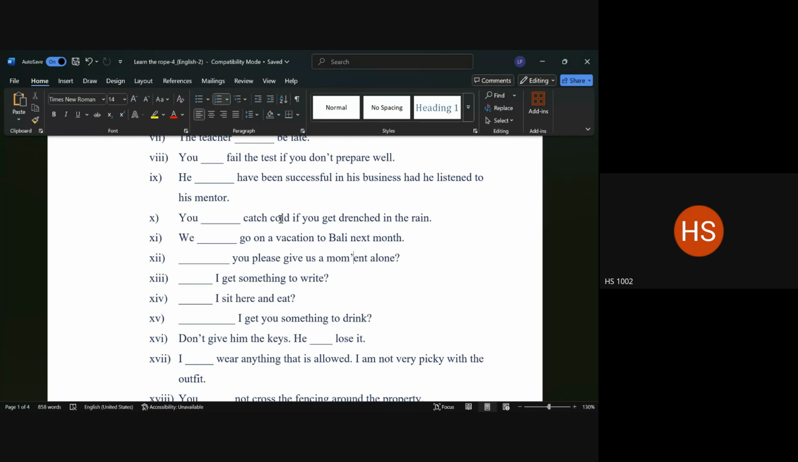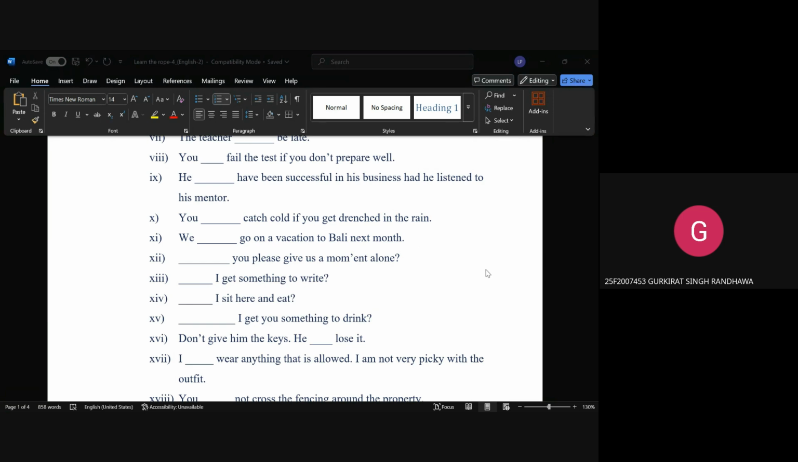So the 11th one: "We dash go on a vacation to Bali next month." We may, you can say may, you can say might. Then, ma'am, can: we can go on a vacation. So what is the meaning then? If we use can, I think it says possibility, that if a condition is satisfied, then we can go.